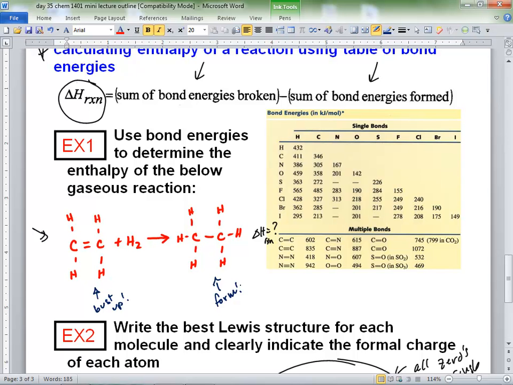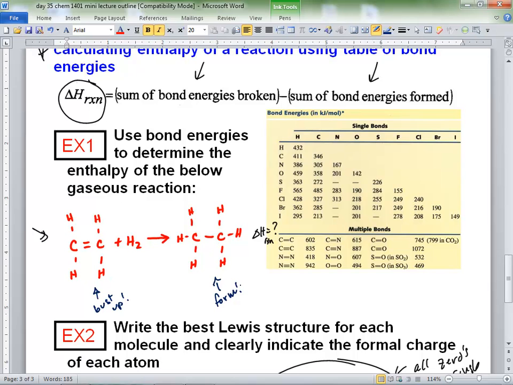Yeah, that C double bond C, you're going to have to break it. Is there anything else you'd have to break? Yeah, this H-H you're going to have to break. Then what are you going to have to form? Yeah, how many CH bonds are you going to have to form? 2 of them. Looks like that might be it.